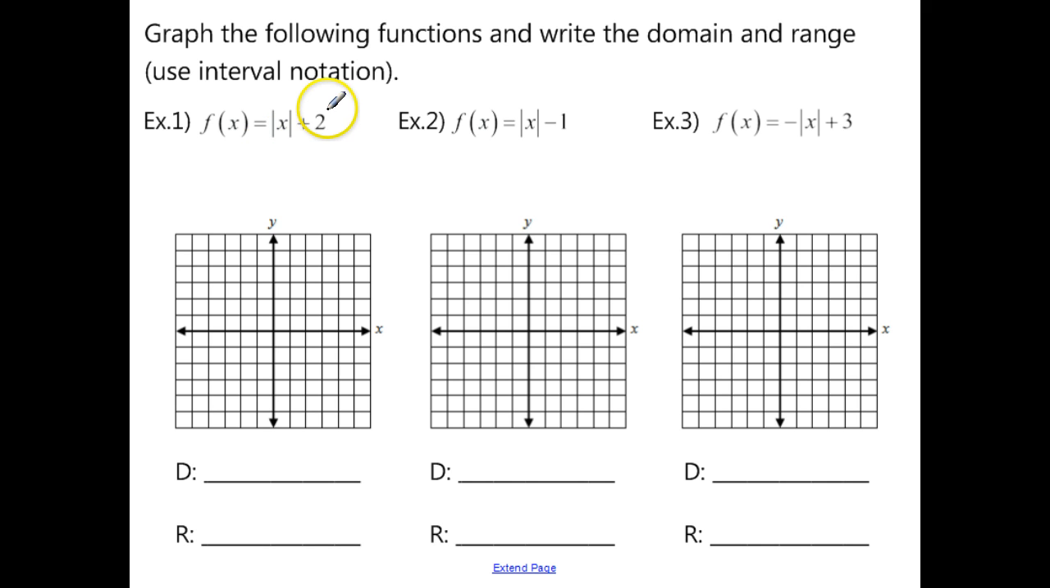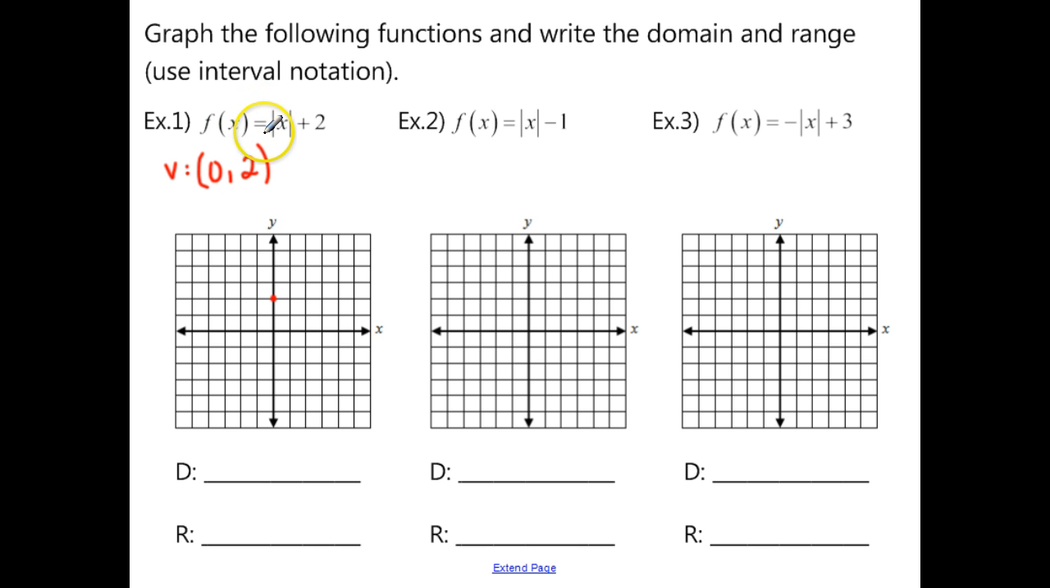So first, we need to graph the vertex. So the vertex is going to be our h, k. We don't have an h, so that's just going to be 0. So I'm just going to mark that here. The vertex is going to be 0, and then our k is positive 2. So our vertex is 0, 2. So this is where it starts.